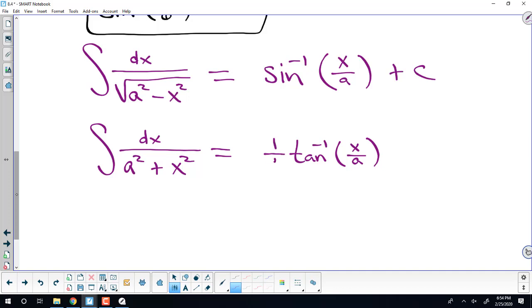So the inverse sine and the inverse cosine were the only ones that didn't have that extra factor of 1 over a multiplying them. The other inverse trig functions do. So don't forget that. If you forgot it, either one can be figured out with trig substitution. But why do trig substitution if you don't have to?